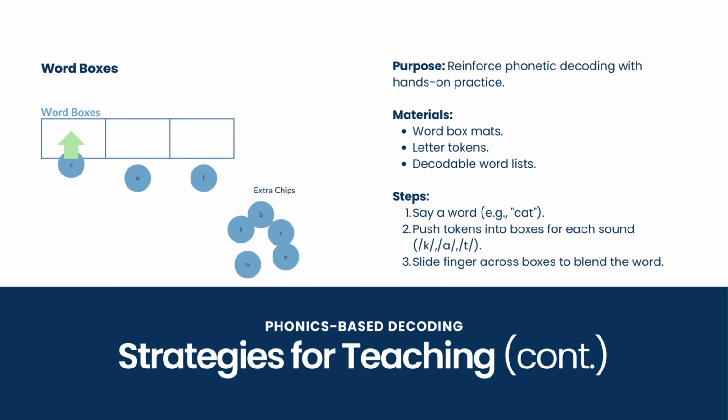Word boxes are a tactile method to reinforce phonetic decoding. Provide students with a mat and letter tokens. Say a word such as cat and have them push a token into a box for each sound they hear: /k/, /a/, /t/. Once complete, students slide their finger across the boxes to blend the sounds into the whole word, cat. This method strengthens both segmentation and blending skills.